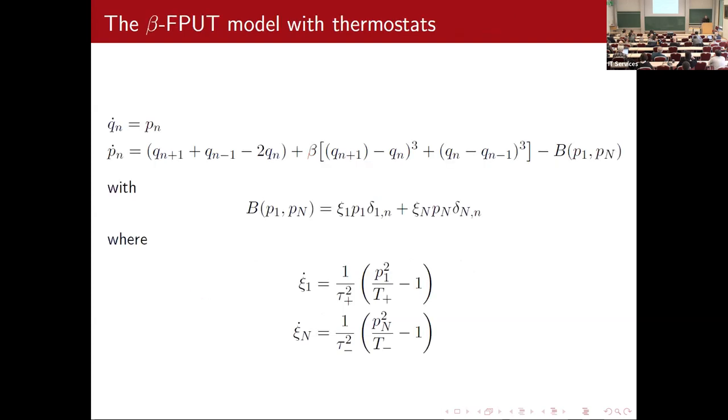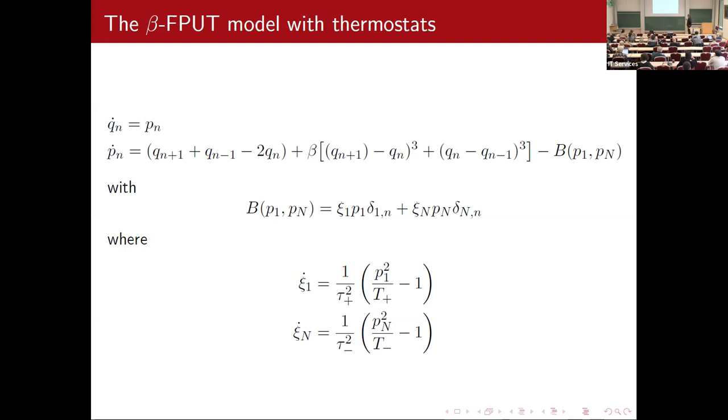Okay, then we put two thermostats, and again this has been done. So the thermostats are the following. These are the equations of motion for the chain, and we put an extra term here. This term is called the Nose-Hoover thermostat. And what is it exactly? You see here that you have a Kronecker delta for the first mass and for the mass n, the last mass in the system. So the first and the last mass have an extra term.